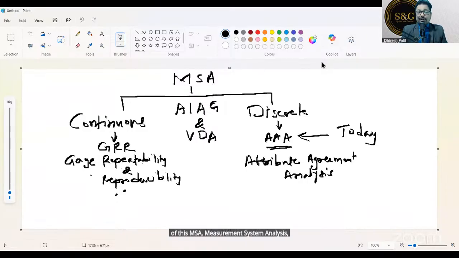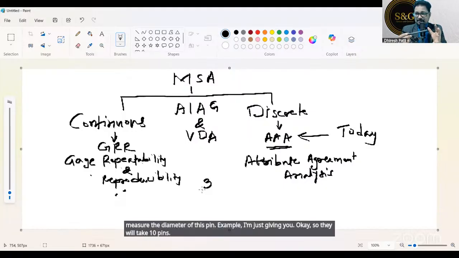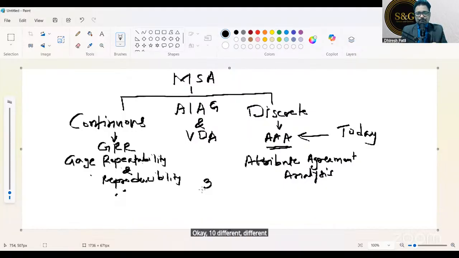According to them, when you are conducting this study, they suggest that you take at least 3 people and take 10 samples. Let's say, for example, I want to measure the diameter of a pen. So they will take 10 different pens. 10 samples, I'll write it over here so that you can understand this.